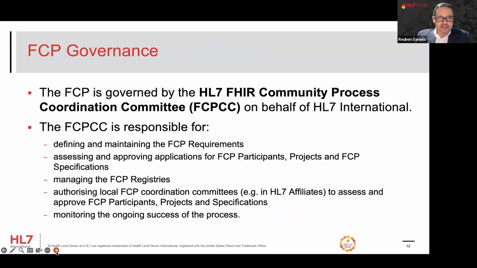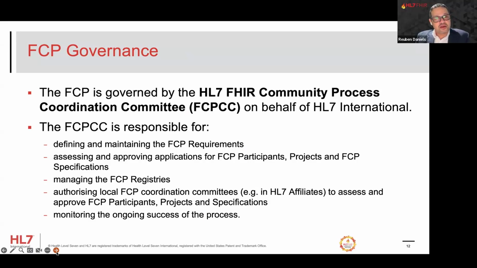Now, governance, very important. It's one thing to have a great process like this, but unless it's continually maintained and evolved, it tends to, over time, not be that useful. And so HL7 has put a lot of work into how we get the governance for the FCP quite right. The key thing to remember here is that the FCP is governed by the HL7 FHIR Community Process Coordination Committee, or the FCPCC, on behalf of HL7 International. The FCPCC is responsible for defining and maintaining the FCP requirements, assessing and approving applications from participants, projects, and specifications, managing those registries we spoke about.